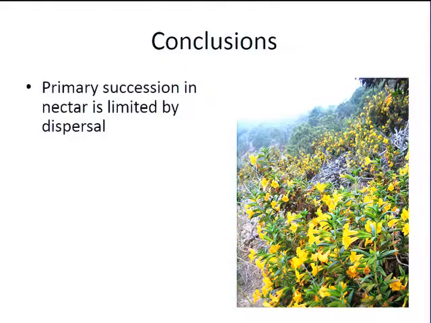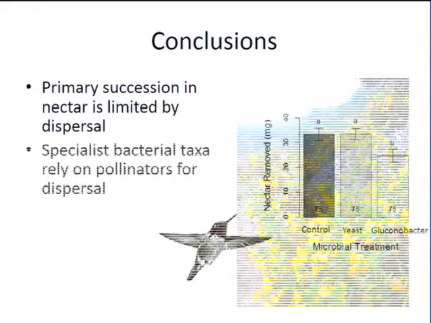So in conclusion, we found that primary succession in this nectar environment seems to be limited by dispersal. We have a few other lines of evidence to support this because we have inoculated flowers in the field, and we find that these yeasts and bacteria can grow throughout the preserve on many different plants. We've also found a spatial signature in community similarity that I didn't have time to present. So it does seem like dispersal limitation is a key driver in this system.